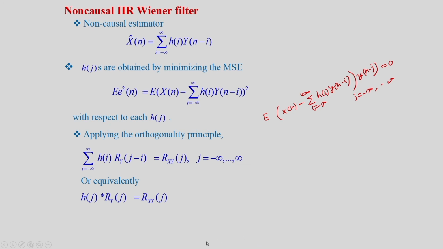And here we have two sequences. hi is known to be a two-sided sequence because the impulse response is from minus infinity to plus infinity, and the autocorrelation function is also a two-sided sequence. Therefore, we can perform convolution and then solve this problem in the transform domain.